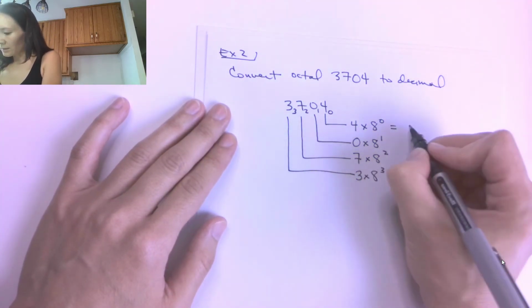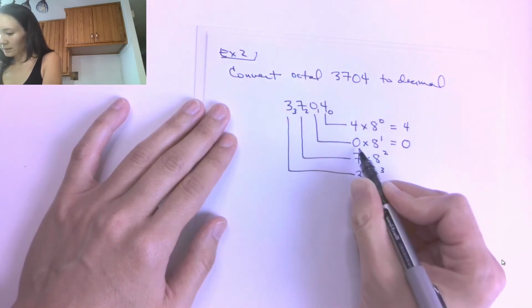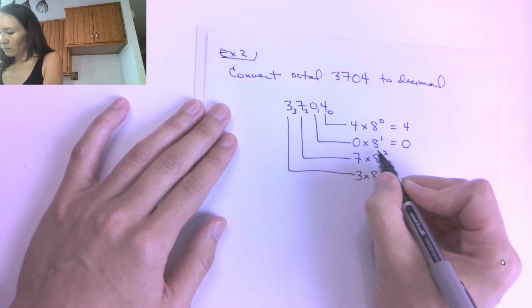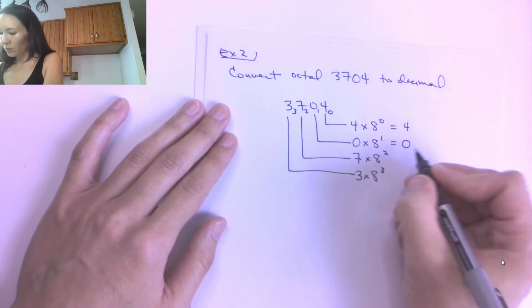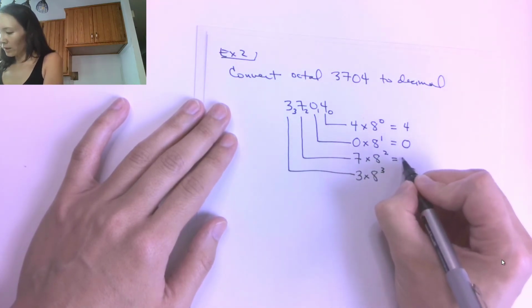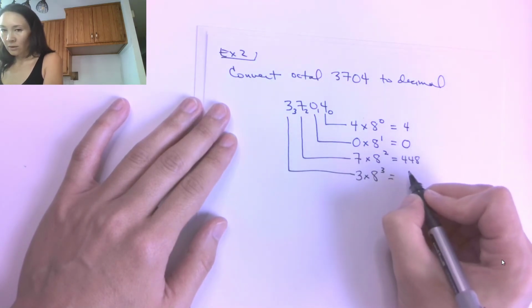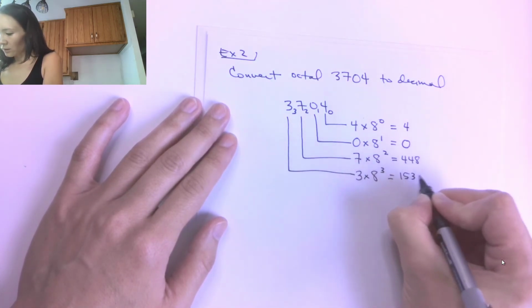Okay, so this is going to give us 4. This is 0, because we're multiplying by 0. Whatever this turns out to be is going to make no contribution to our final number. 7 times 8 squared is 448, and 3 times 8 to the 3rd is 1536.